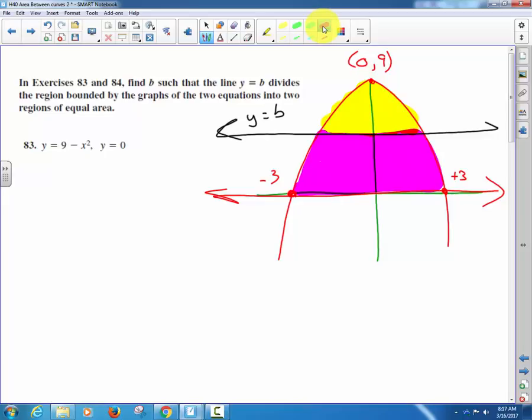Now, does such a line have to exist? Does there have to be a line that'll break it into two equal areas? Yeah, because that's area, that's a number. There's got to be some way to break that number in half. So how are we going to do that? Well, any suggestions on where to start?